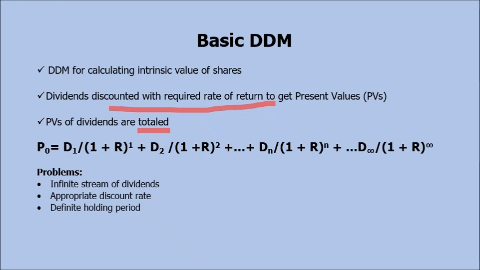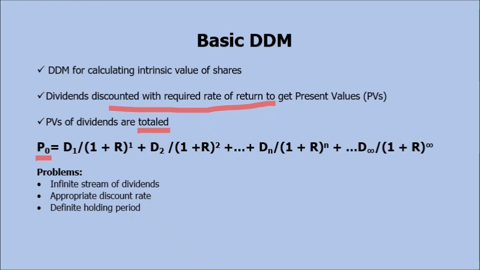P0 is equal to D1, which is the dividend at the end of year 1, divided by 1 plus R raised to the power 1. That is, the dividend at the end of first year is discounted suitably by using 1 plus R, plus D2 divided by 1 plus R square, which is the dividend at the end of the second year discounted accordingly, plus D3 divided by 1 plus R raised to the power 3, and so on, Dn divided by 1 plus R raised to the power n, and so on till infinity, because a company is a going concern and we expect an infinite stream of dividends theoretically. Here P0 is the intrinsic value of the share today. We are calculating what the share is worth today.